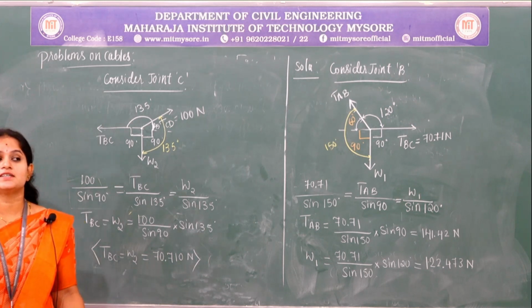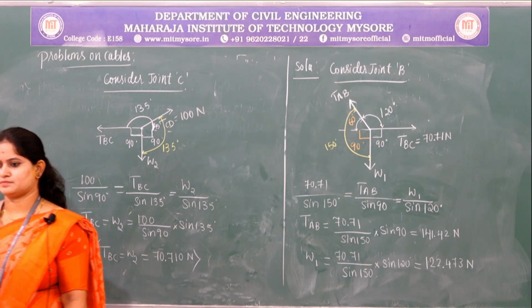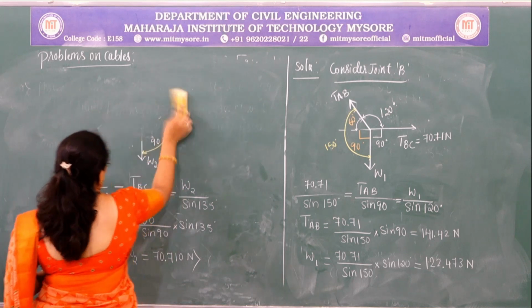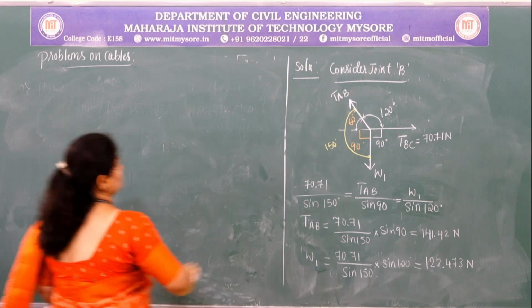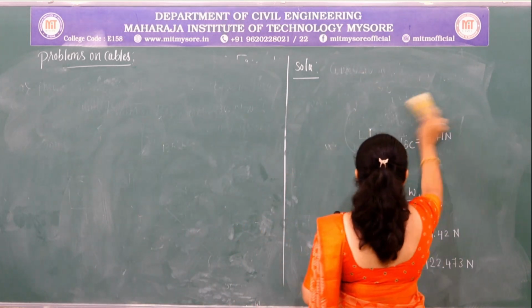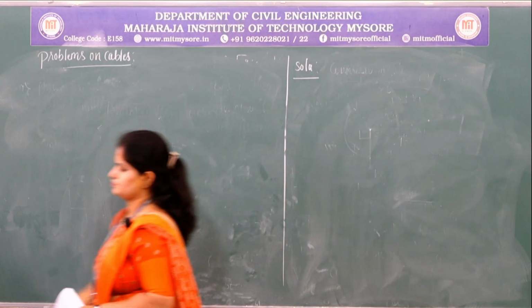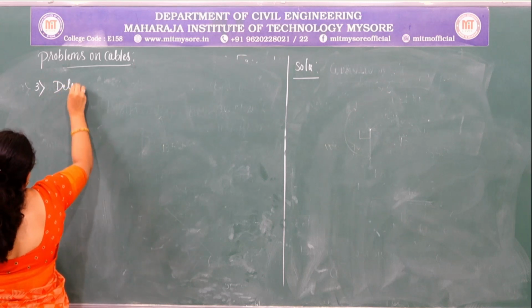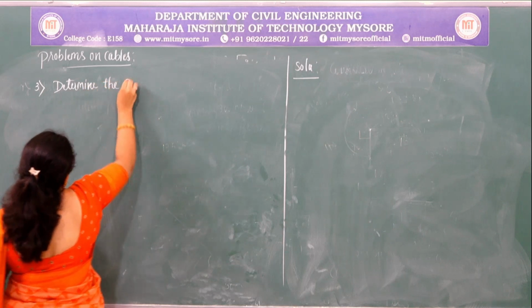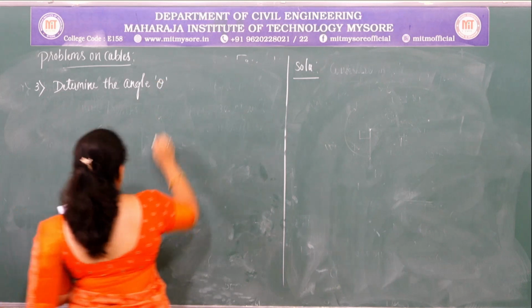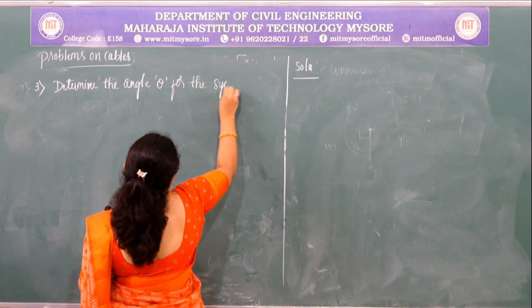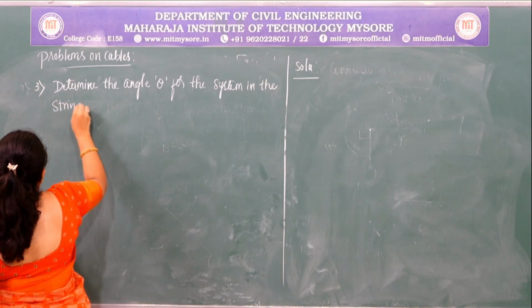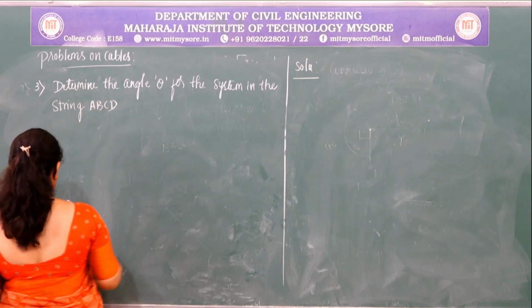So now let us consider the third question. So third problem is determine the angle theta for the system in the strings ABCD in equilibrium.